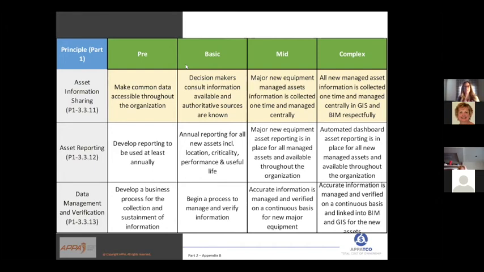And then complex is all that information is collected one time and managed centrally in a GIS and BIM respectively. So we jumped very quickly from, hey, we've got information and data available, to complex, where we're in a GIS and BIM environment, which, by the way, UT Austin is not yet in a total GIS or BIM environment. You're just now starting to do them. So you're in good company if you don't have that. But it certainly is a goal that we want to have. EMIS, Boz, what does that mean?